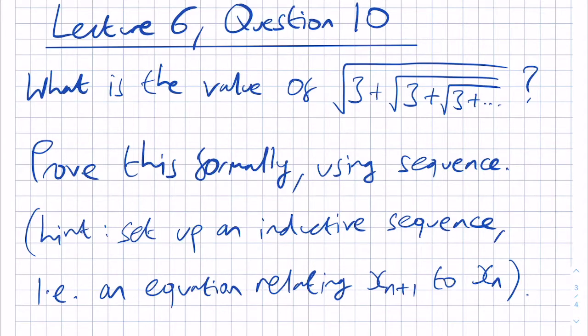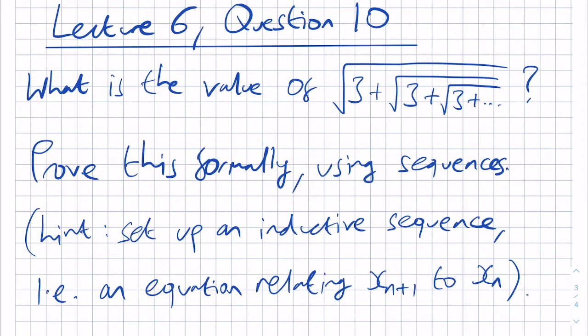The question says, what is the value of the square root of 3 plus the square root of 3 plus the square root of 3, all nested inside one another and then off to infinity? It asks us to prove this formally using sequences. The hint is to set up an inductive sequence, i.e. an equation relating the terms of the sequence x_{n+1} to x_n.